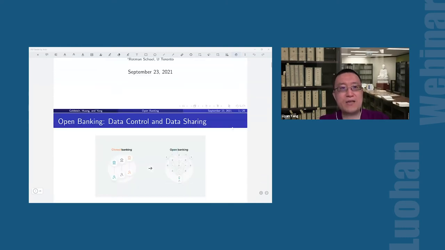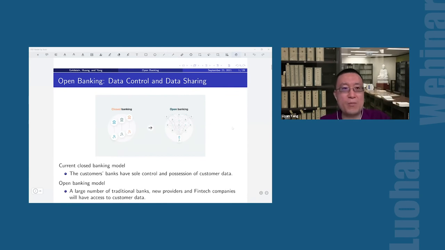The paper is about open banking. Open banking is a very new concept. Probably its precise definition is still dynamic and developing, and what it means is still changing. In Canada, for example, initially it was called open banking, and now it's called consumer directed banking. The name is still changing, but in our view, the true essential aspects of open banking are data control and data sharing.